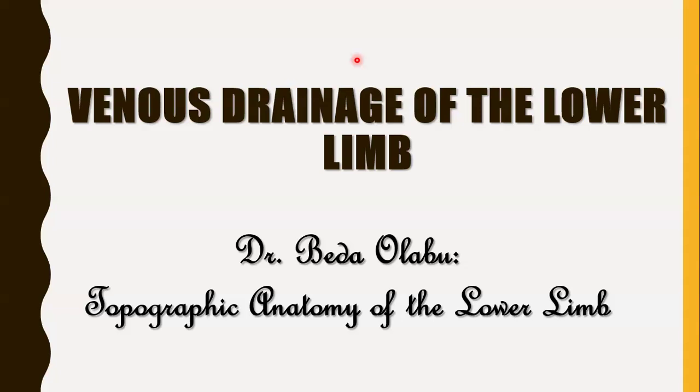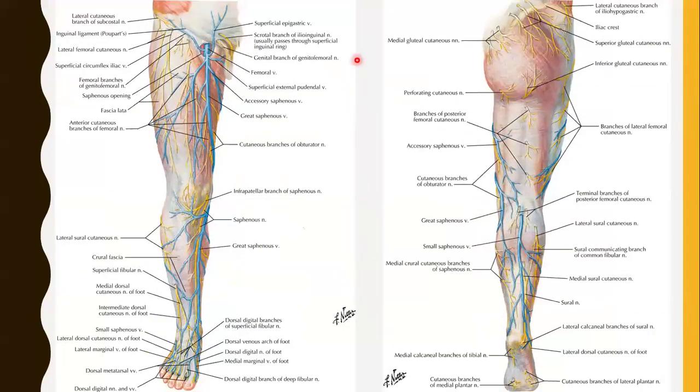To start with, the venous drainage of the lower limb is in two patterns: the superficial pattern of venous drainage and the deep pattern of venous drainage. Let's begin by looking at the superficial pattern. The images shown here are of the subcutaneous tissues, neurovascular structures in the subcutaneous tissue. What we predominantly see are the superficial veins as well as the subcutaneous or cutaneous nerves. I'm focusing on the superficial veins.